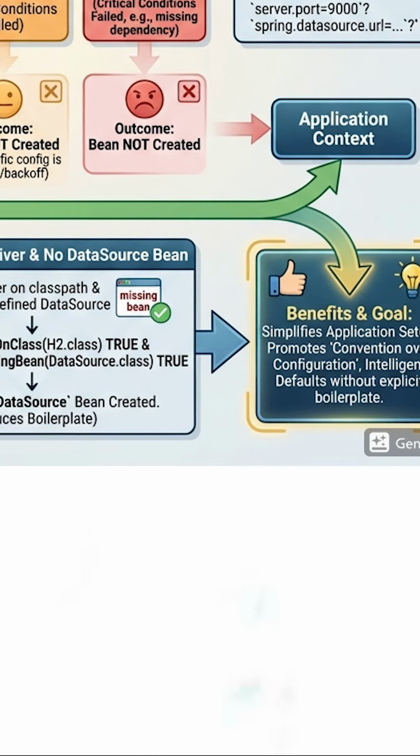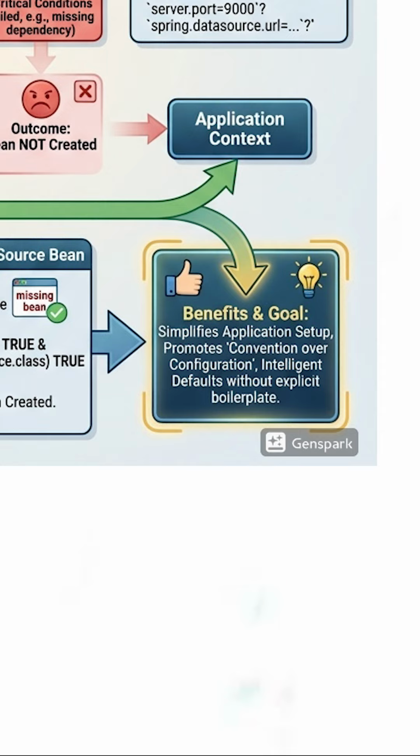The overall goal is to simplify application setup using sensible defaults and convention over configuration. Auto-configuration reduces boilerplate, promotes intelligent defaults, and lets developers focus on business logic instead of wiring infrastructure beans manually.